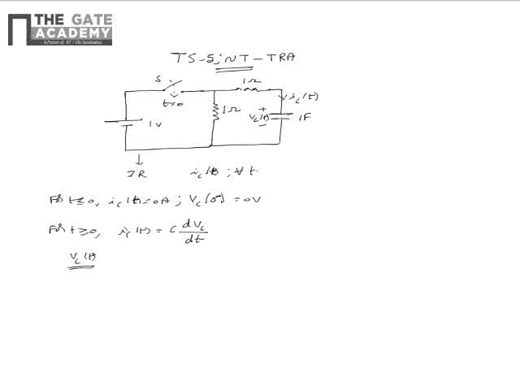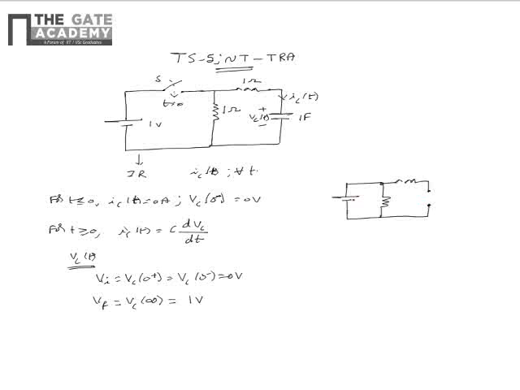For finding Vc of t, we need the initial value of the voltage across the capacitor, which is given as Vi is equal to Vc of 0 plus is equal to Vc of 0 minus is equal to 0 volts. And the final value of the voltage across the capacitor is Vf is equal to Vc of infinity, which can be expressed as 1 volt, because at steady state the capacitor acts as open, and during this time period the equivalent circuit can be drawn as shown.